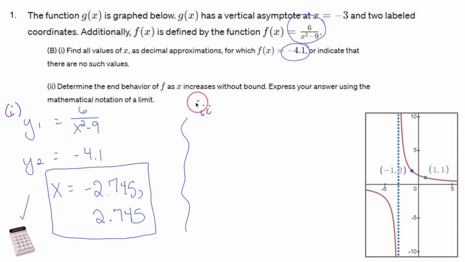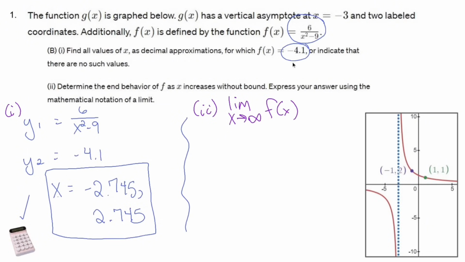That was problem B, part I. And now let's do B, part II. Determine the end behavior of f of x. So again, that's this guy here, as x increases without bound. What does that mean? That means the limit as x approaches positive infinity. The limit as x increases without bound means x is going to keep going to the right, to the right, to the right, Cupid shuffle again. If it said decreases without bound, it would be negative infinity. The fortunate thing about this is the answer is going to be exactly the same.